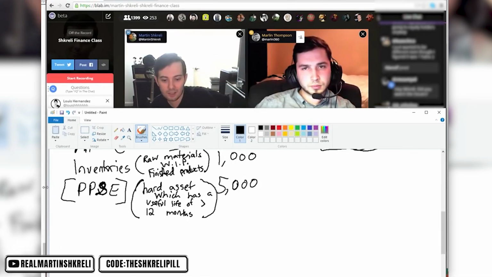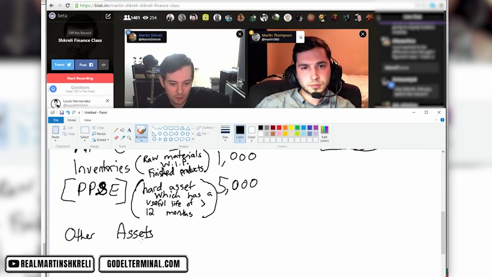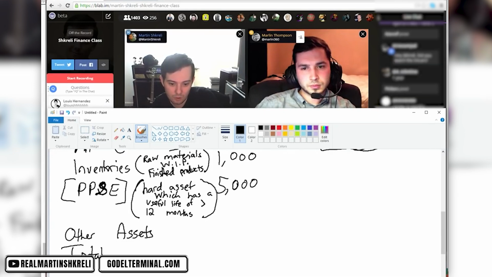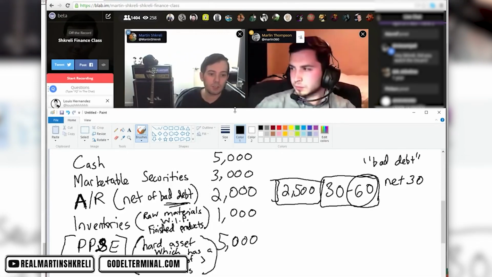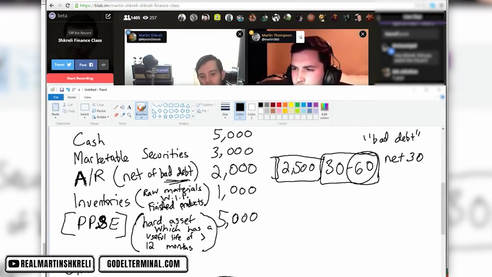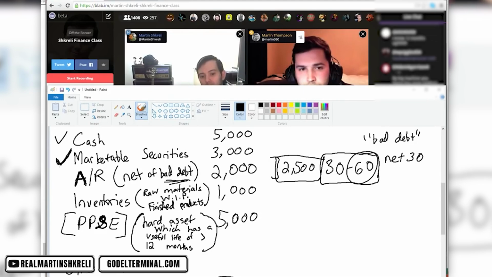So we have other assets, things like that. And the point is that as we go down on the balance sheet, we, of course, add this all up to get to total assets. We get a sum here of total assets. But as we go down the balance sheet, it becomes less and less liquid. Cash, extremely liquid. Marketable securities, it's not quite cash. I can't go to the grocery store and say, here's some treasury bonds. Will you sell me a Snickers bar?